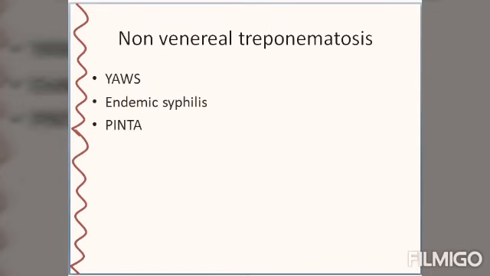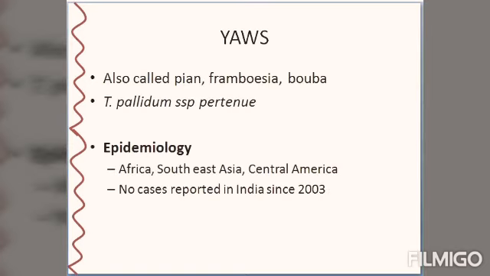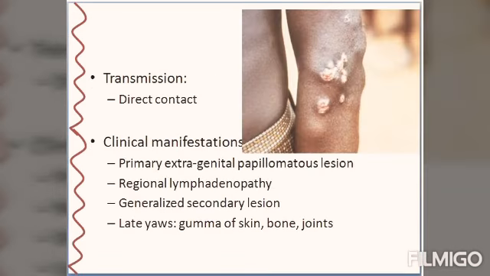Next is about non-venereal treponematosis. There are 3 types of non-venereal treponematosis. First one is yaws, second one endemic syphilis, and third one Pinta. Yaws also called Pian, framboesia or bouba. The causative agent is Treponema pallidum subspecies pertenue. It is usually reported from Africa, Southeast Asia and Central America. No cases were reported in India since 2003.